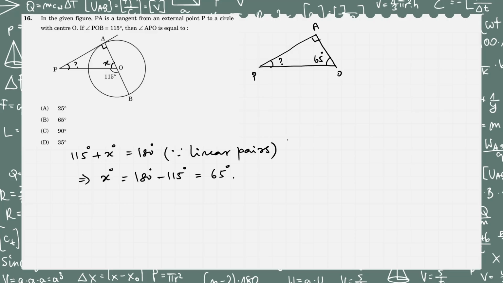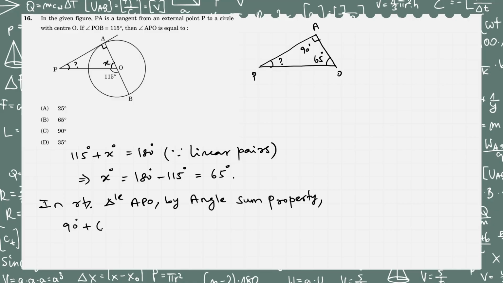Now this angle at P is unknown, but we can apply the angle sum property and find it out easily. Let's do that. In right triangle APO, by angle sum property, 90 plus 65 plus angle APO adds up to 180 degrees. That implies 90 plus 65 is 155 degrees plus angle APO equal to 180 degrees.